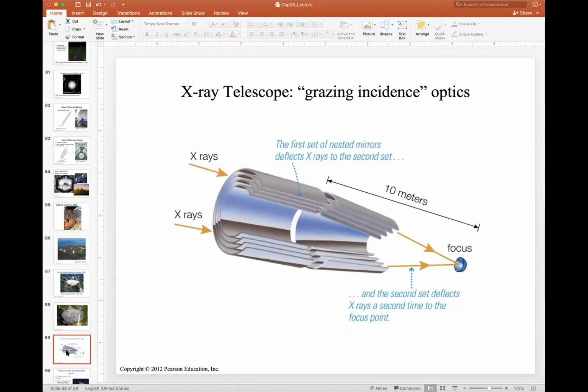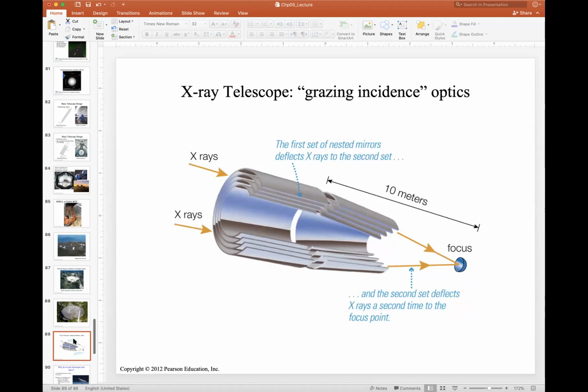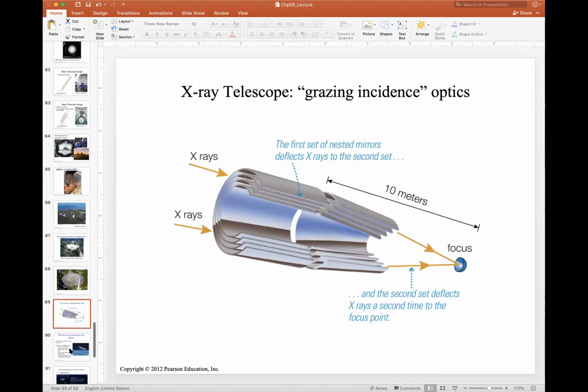We have X-ray telescopes, and they use specific optics. The first set of nested mirrors deflects X-rays to the second set, and the second set directs them to the focus points. These are very, very powerful telescopes that we can use to observe in X-ray.